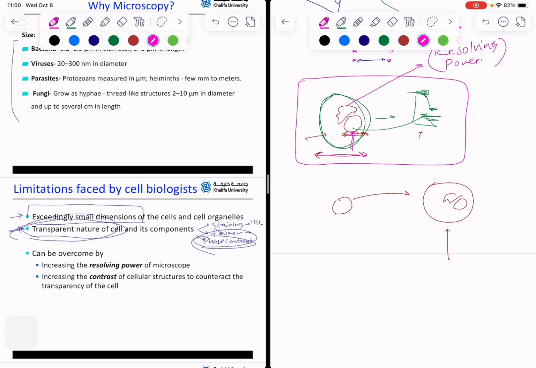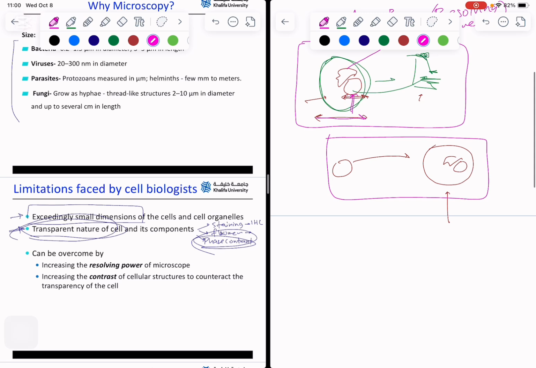The second point is that our cells are transparent, and I think this is related to the next chapter. They overcame this problem in three ways. They either stain the cell, where you have a chemical present on the antibody, on the antigen, and you end up doing IHC. So there's chemical staining, I'll just write chemical staining.